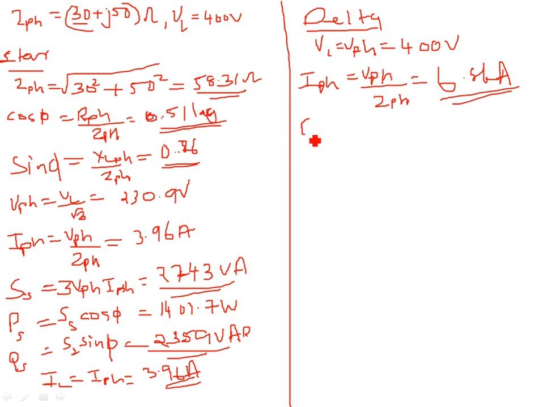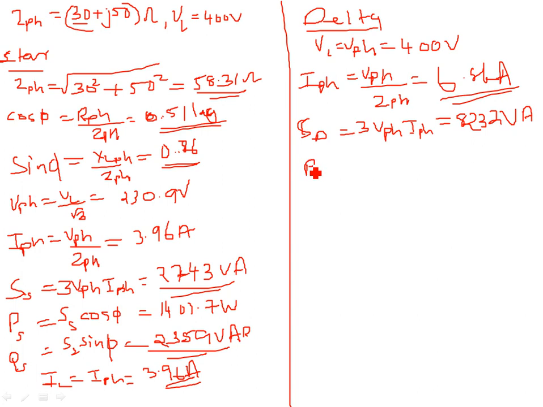Apparent power is given by S delta. S delta is given by 3 times V phase, I phase. What is it? It is 3 into 400 into 6.86. That is 8232 volt ampere.